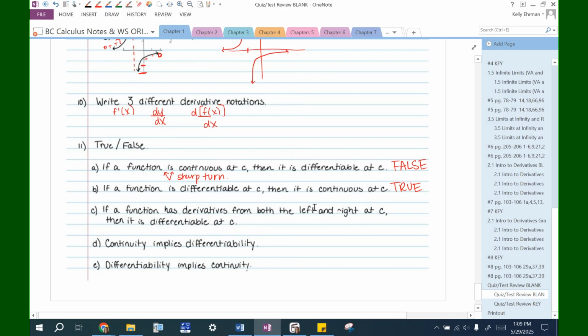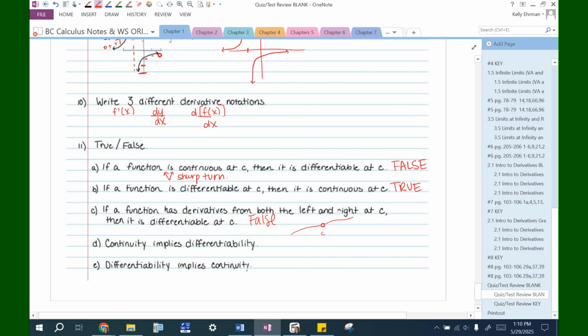If a function has derivatives from both the left and the right at c, then it's differentiable at c. That's false. It goes back to the continuity thing. Just because you have a limit right here doesn't mean that the graph exists at c. So there can't be a derivative at a place where you have a discontinuity.